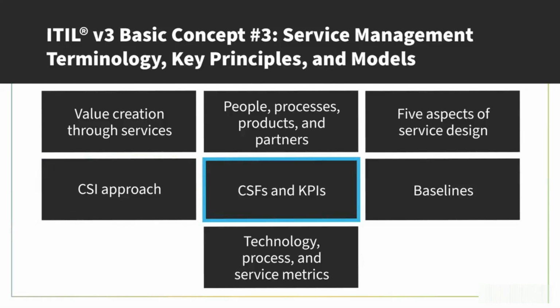ITIL version 3 covers critical success factors, or CSFs, things without which something, a service or a process, for example, cannot succeed. And key performance indicators, or KPIs, the most important metrics used to manage the success of CSFs. For you and I, for example, for our health, one CSF is blood, and KPIs for blood are blood pressure, blood sugar, and so on. For the change management process, a CSF is that change is under control. And some KPIs include things like the number of backed out changes and the number and trend in emergency changes.